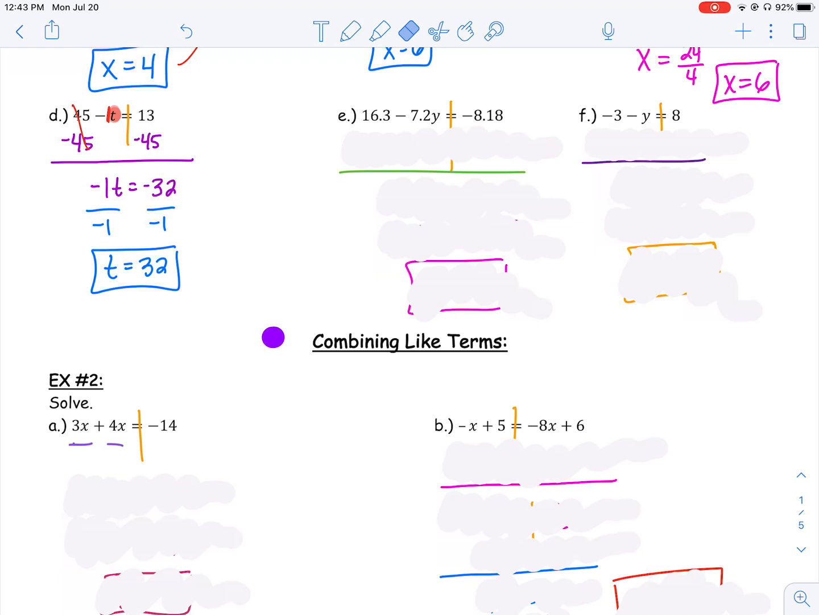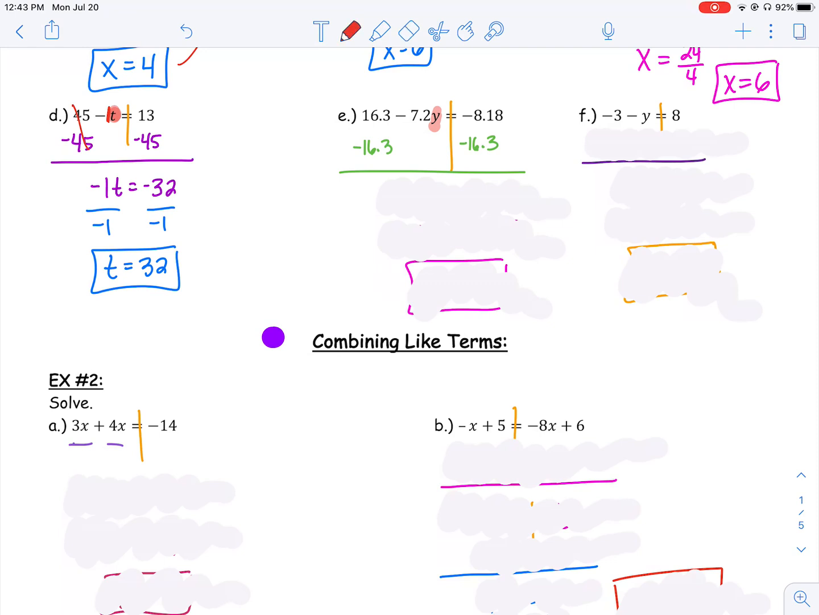On this one, there's my equal to sign. Let's find our variable. Here's our variable y. And so we want to get rid of the 7.2 and the 16.3. It looks like to me the 16.3 is farthest away, so let's go ahead and get rid of that first. Right now it's a positive 16.3, and I need to cancel it out, so let's put a negative 16.3. Let's subtract 16.3 to both sides.